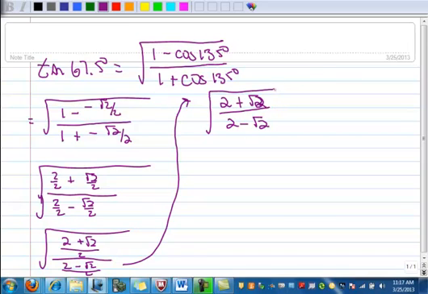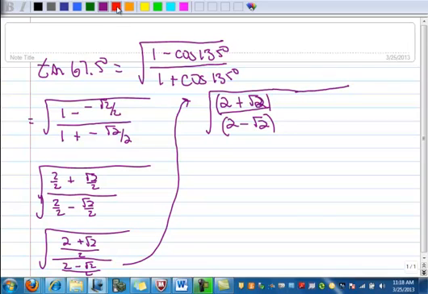Alright, so first of all, let me caution you, it looks like there's a 2 in every term. There's not a 2 in every term. There's a 2 here and a 2 here, but this is a square root of 2 and this is a square root of 2. So you can't just cancel 2's. You have to have the same value in every term, and you do not have that. Alright, so what we do have are radicals under radicals.